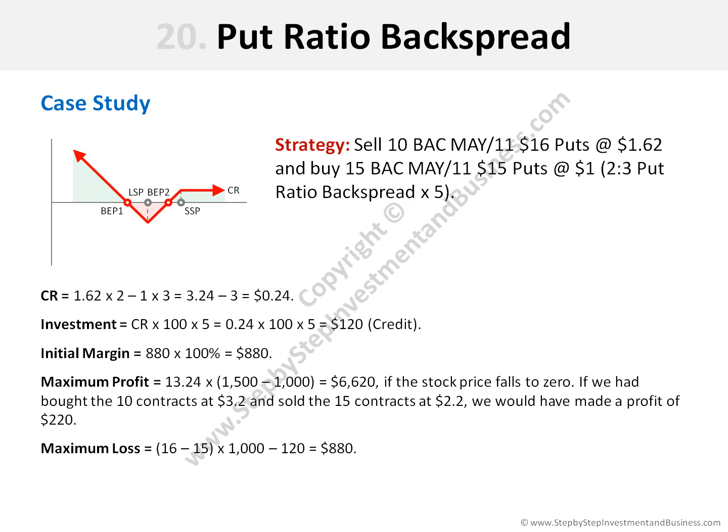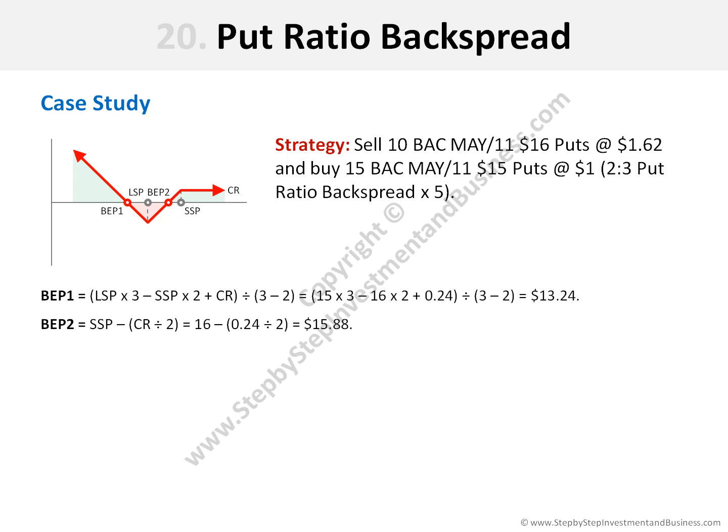On the other hand, the maximum loss that we are exposed to is equal to the strike price of the short puts minus the strike price of the long puts multiplied by the number of short shares minus the total credit received, that is, $880.